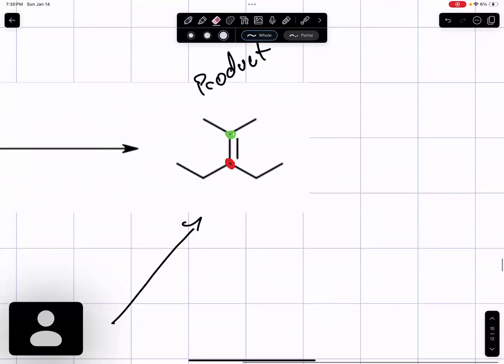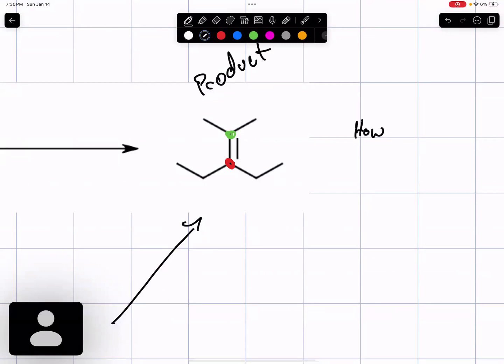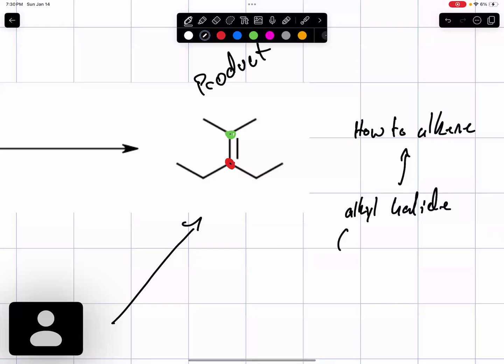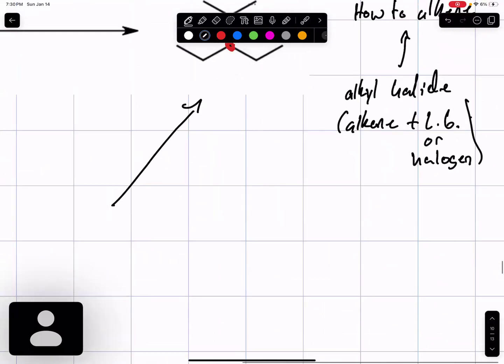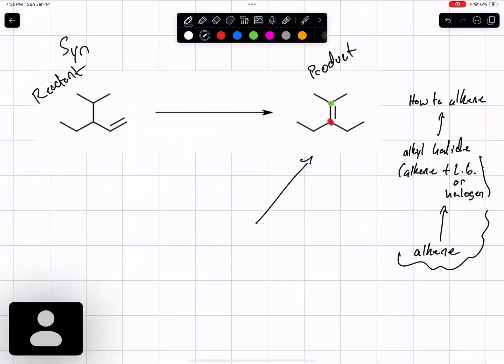How do you make an alkene? And you should know alkenes can be made from alkyl halides, basically an alkane with a leaving group, or rather a halogen, because halogens are good leaving groups. And how do you make an alkyl halide? Well, from an alkene. That's the thought process.